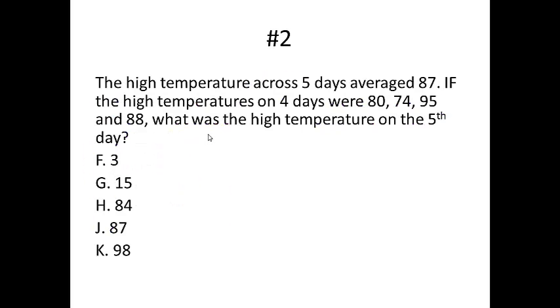Problem 2. The high temperatures across 5 days averaged 87. If the high temperatures on 4 days were 80, 74, 95, and 88, what was the high temperature on the 5th day? So the key word on this one is average, and I know if I'm going to average something, I just add them all up and divide by how many there were, and they told me there were 5 days.